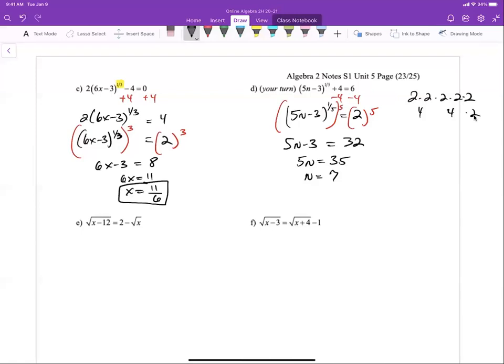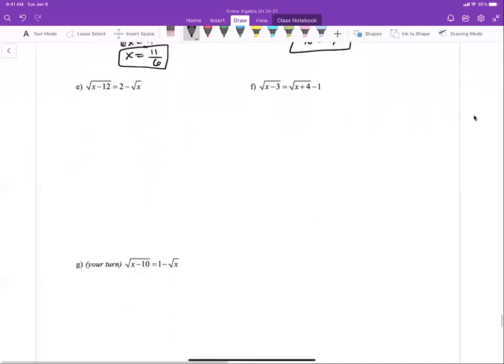So 7 gets replaced, or we'll go in for n. So 5 times 7 is 35. 35 minus 3 is 32. The 5th root of 32 is 2. 2 plus 4 is 6, and that is a solution. All right, let's do another one.